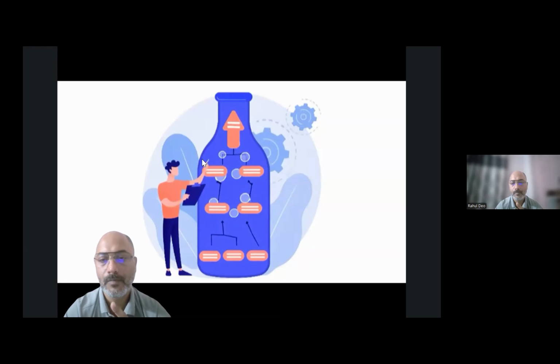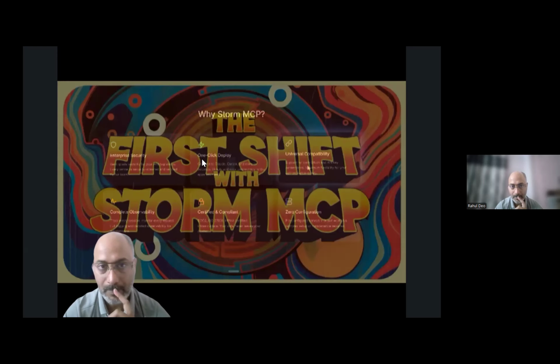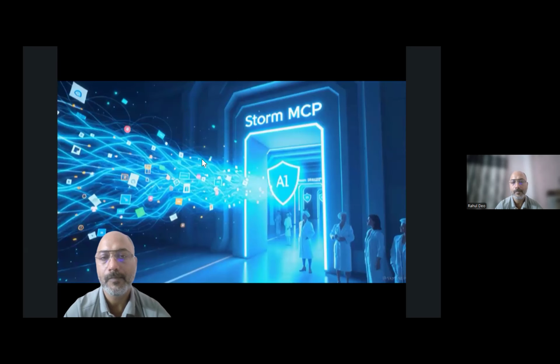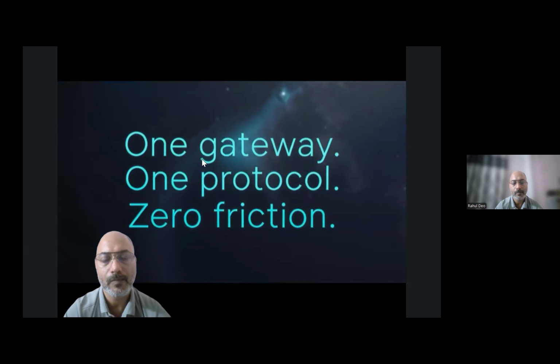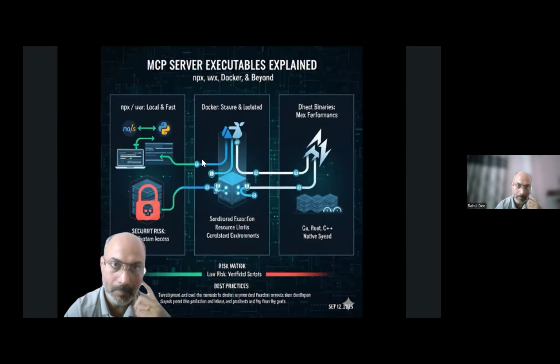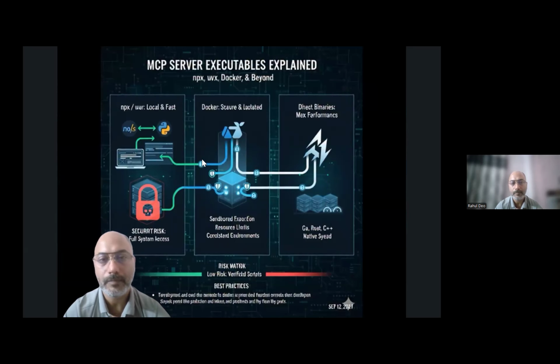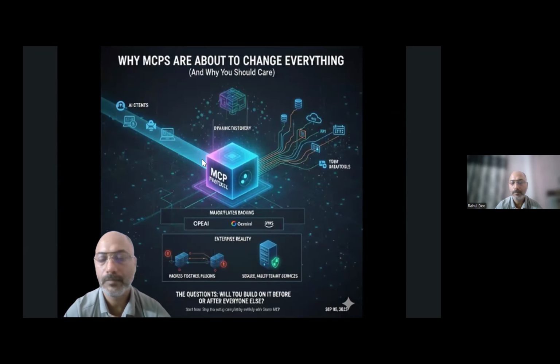The moment engineers route all AI interactions through StormMCP, the first noticeable change is clarity. One gateway, one protocol, one way to interact with every AI tool. The architecture diagram becomes simpler. Integration failures drop. Mental overhead drops. And beneath that simplicity is a solid foundation.